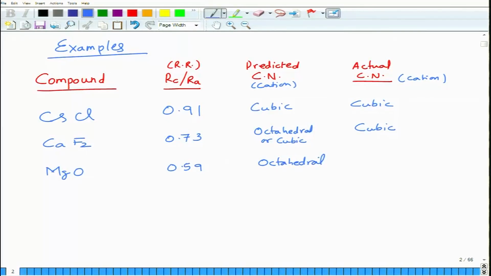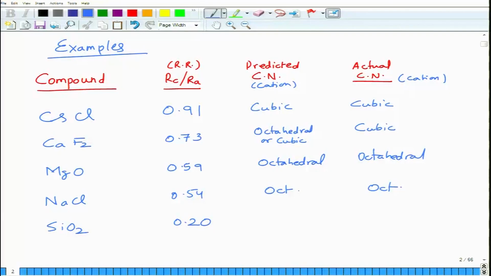Okay. It is more than 0.414, but lesser than 0.732, and it has octahedral coordination. Then we have the example of NaCl, the most famous example, it has 0.54, again it has octahedral. And then we have the example of silicon oxide, this has 0.20.